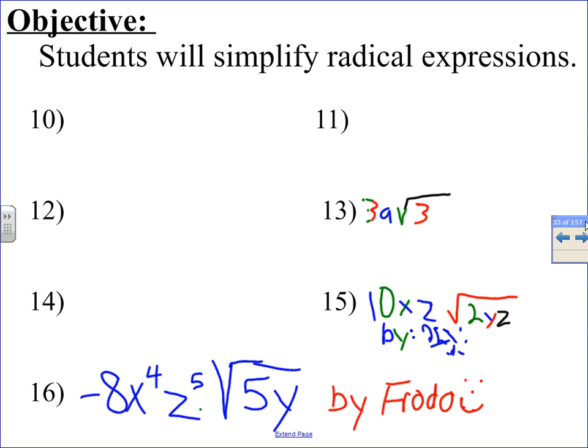Sean, what's the square root of 9? Good, 3. Zach, what's the square root of 4? Good. Justin, what's the square root of 1? Okay. Alyssa, what's the square root of 169? Say that again. 13. Good. Matt, what's 17 squared?